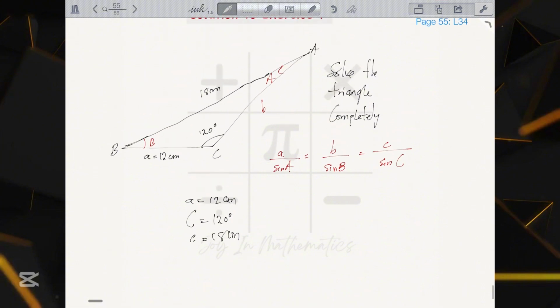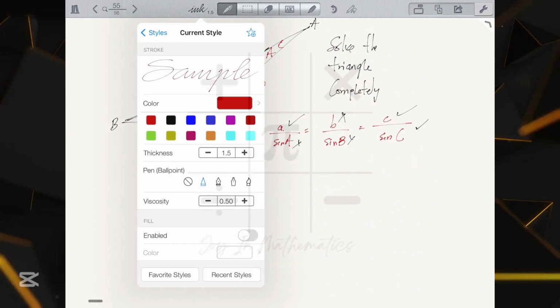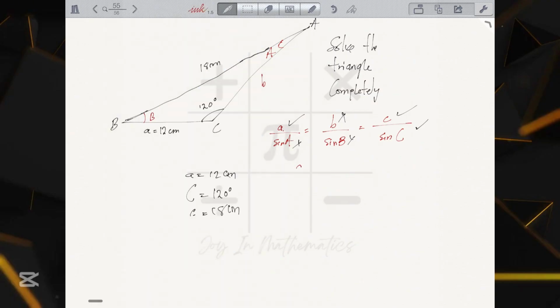Now, we have length A, but we don't have angle A. Do we have B? No, we don't have B also. But we have length C and angle C. So the first thing to do, since we have this complete and just have the missing angle here, is to find the angle A. So we use A over sine A is equal to C divided by sine C.